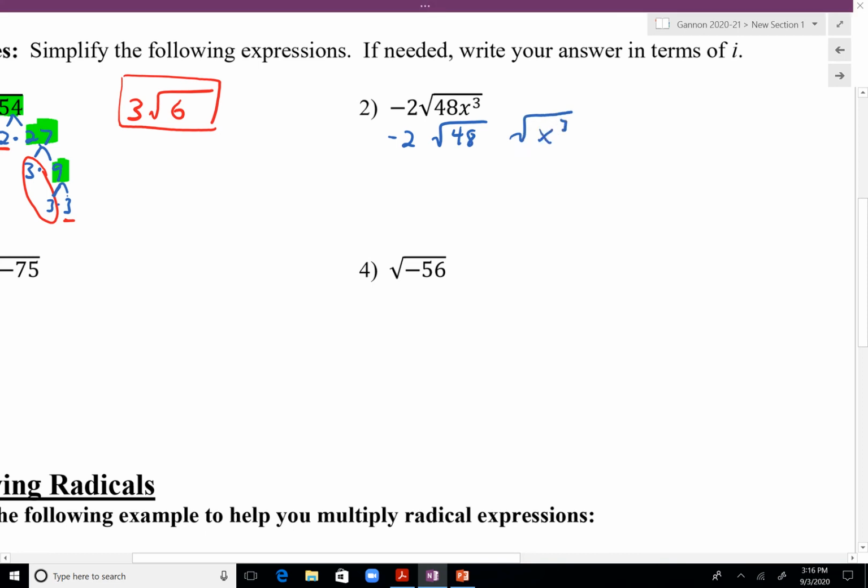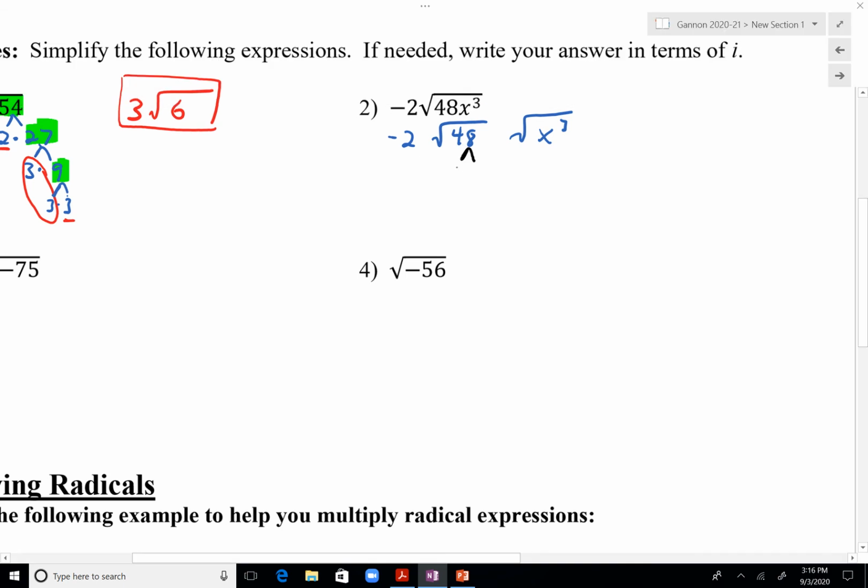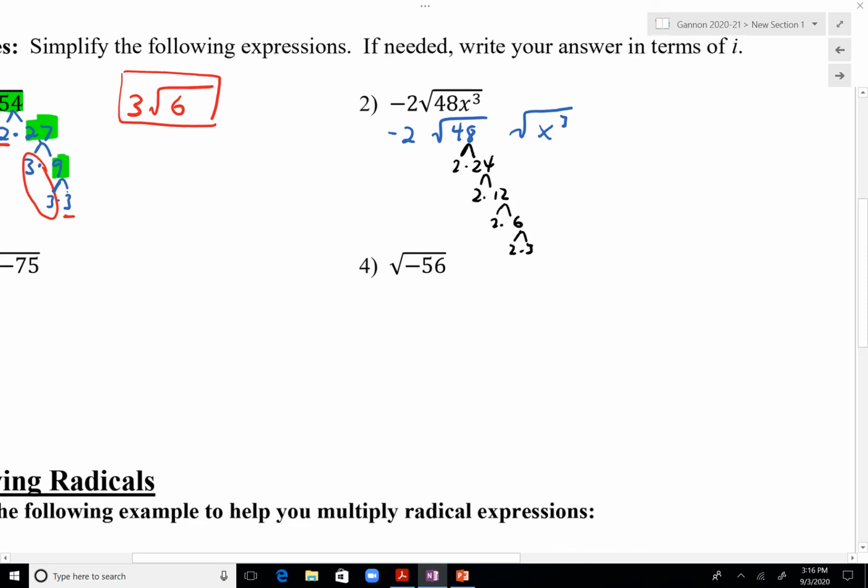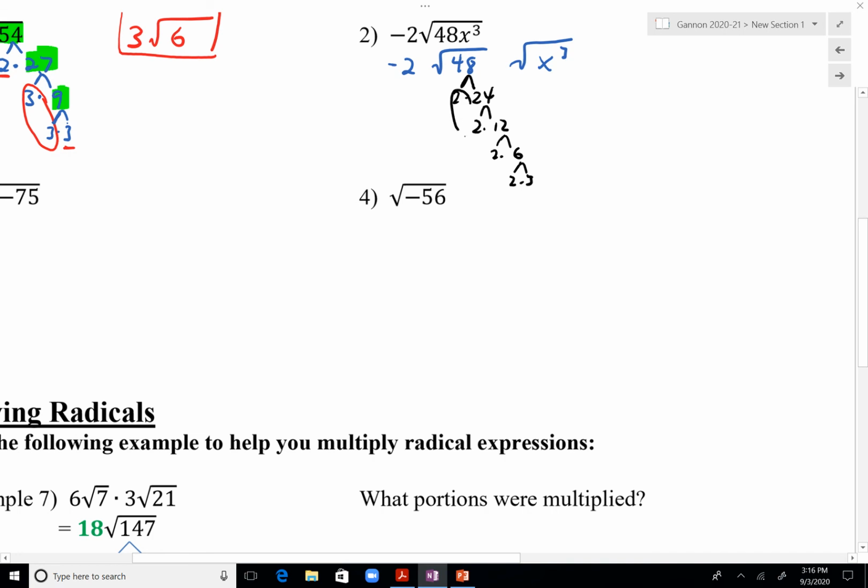So if I'm going to use that factor tree method, start with 2. 2 times 24, 2 times 12, 2 times 6, 2 times 3. I was looking for pairs, so I've got a pair of 2's and another pair of 2's. Over here, I've got x cubed, which is x times x times x, a pair of x's.